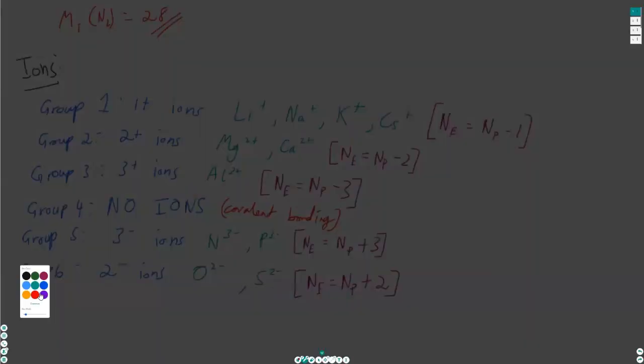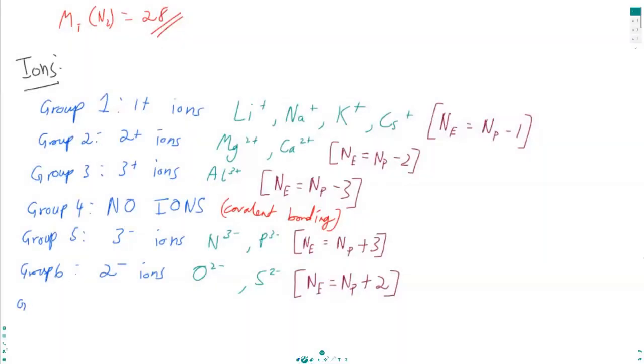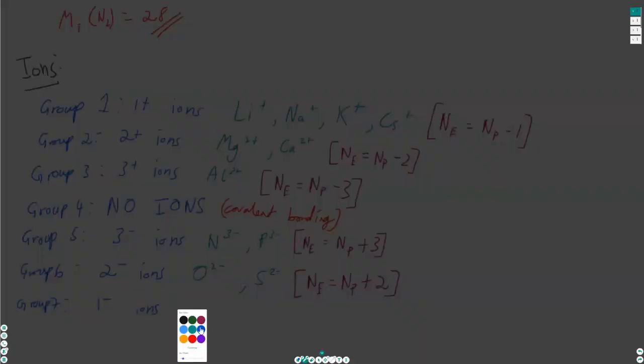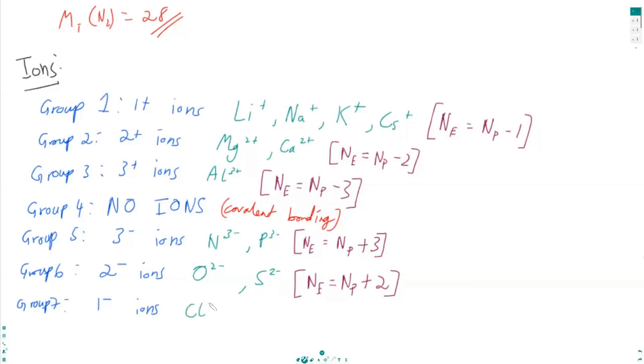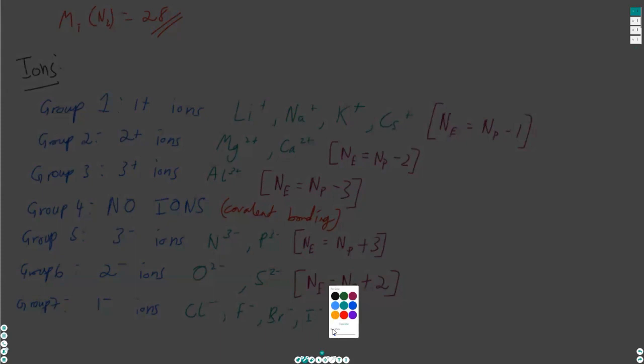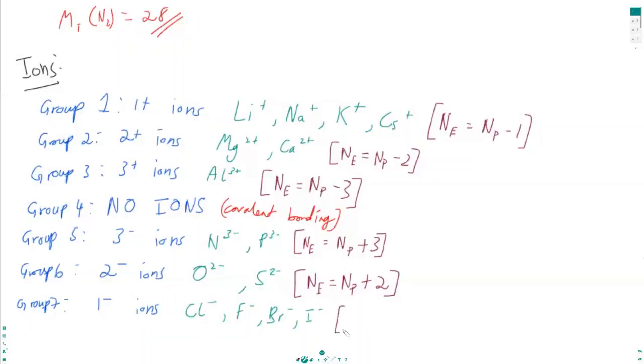So you would expect that group 7 would have 1 minus ions, and that is correct. Group 7 have 1 minus ions, examples being Cl minus, F minus, Br minus, I minus ion. All of these are the group 7 anions, and the number of electrons is always equal to the number of protons plus 1.